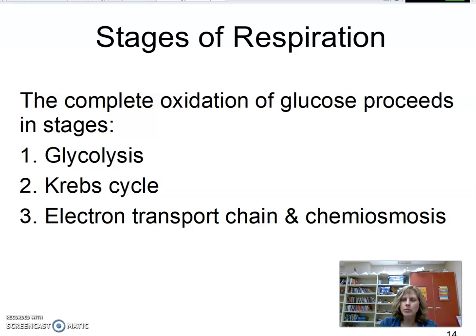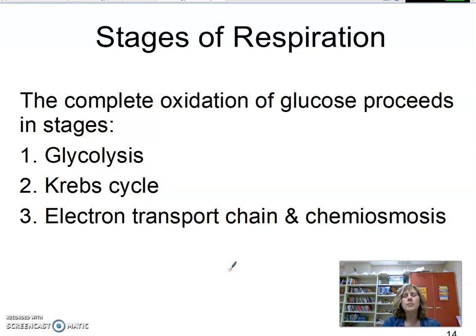But remember, cellular respiration is all about making energy for the cell, and what that means for living things is making that ATP. So it's all about making ATP. The whole point of us eating food is to power processes in our cells, and that happens by the making of ATP.